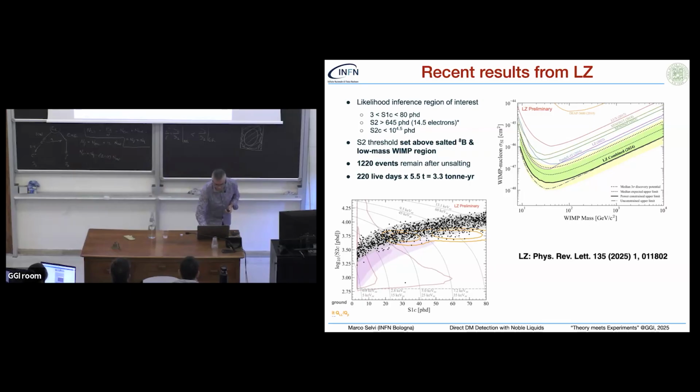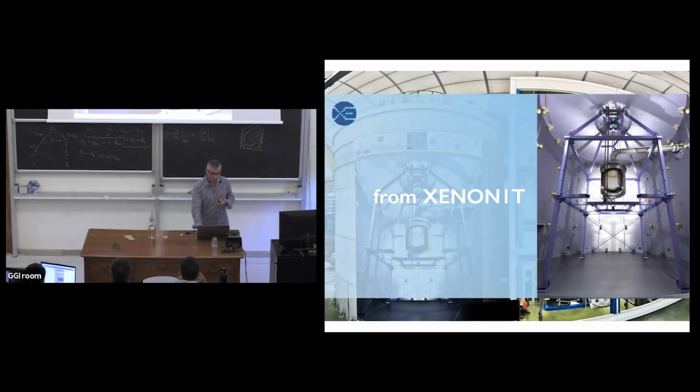And basically, this is the electronic recoil band. The WIMPs are searched in this region here. And so basically, there was no indication of events above the expected background, and this gives the limit. So now I will move to XENONnT in the last 20 minutes of this lecture.